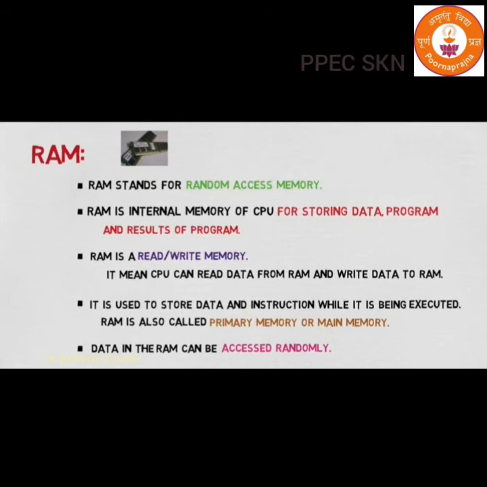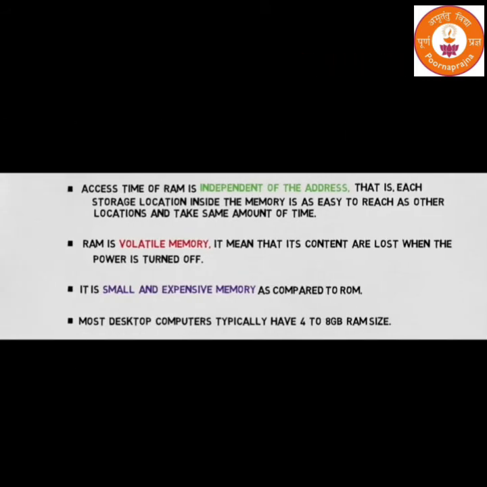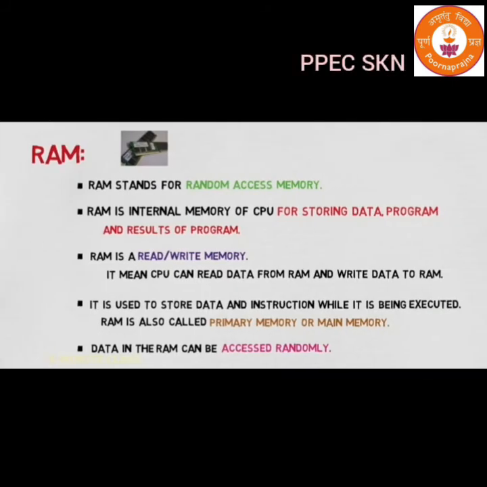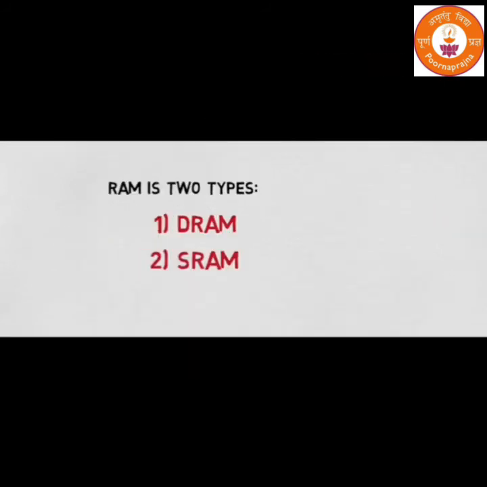So random access memory is called primary memory or main memory. It is a read or write memory. It is a volatile memory and it is small and expensive memory compared to other memories like ROM. And access time of the RAM is independent of the particular address. These are the main points related to random access memory. Then what are the two different classifications of random access memory? Dynamic RAM and static RAM.